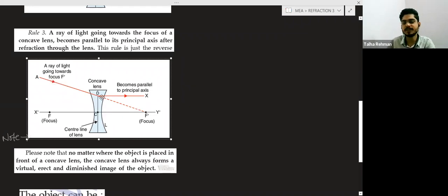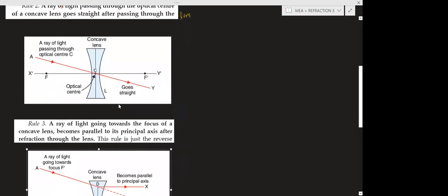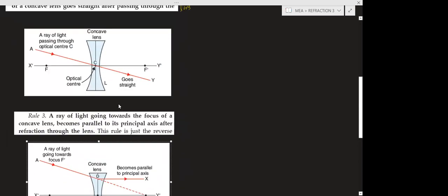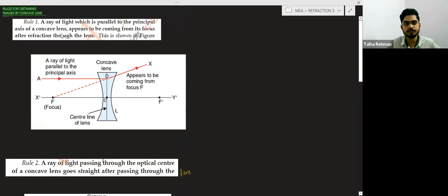If after refraction the ray of light becomes parallel to the principal axis, then it will look like this ray of light, the initially incident ray, is going towards the focus of the lens. This is rule number 3. A ray of light going towards the focus of a concave lens becomes parallel to its principal axis after refraction through the lens. Got it or not? Yeah, got it. Very simple things. So these 3 rules you should know.